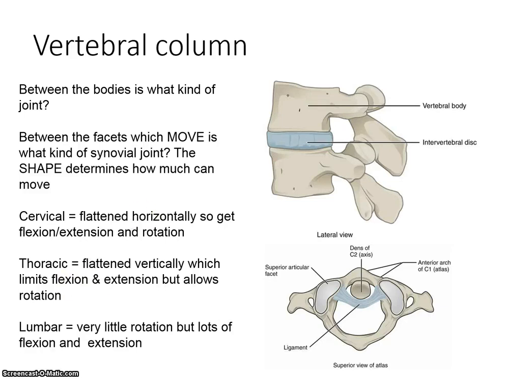In the thoracic region, again, flattened facets vertically, and so we limit our flexion and extension here, but we do get some rotation, so we can rotate the trunk. In the lumbar region, they're curved a bit, so they kind of interlink or interlock, and so rotation is limited in the lumbar region, but you do get some flexion and extension of the back because of that.